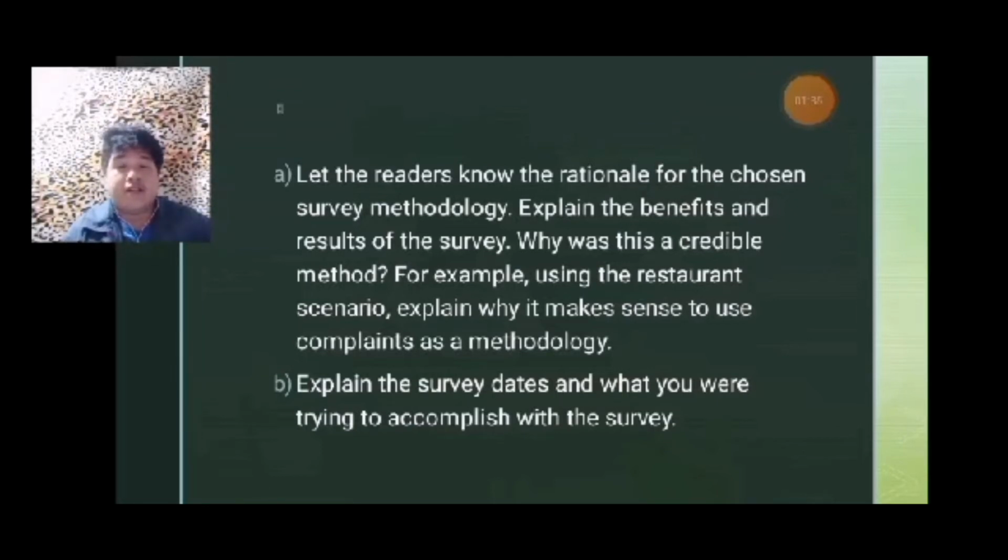Also, if mag-survey ta, mas nindot ibutang na sa paper ang atong rationale or ang purpose sa atong research ug unsa ang mga benefits na mahatag aning atong research. Why does it make sense to use complaints as a methodology? So, mas nindot jud og gamiton ang mga reklamo as a methodology para daghang tao ang makinabang or makibenefits o mag-interest sa ato research.